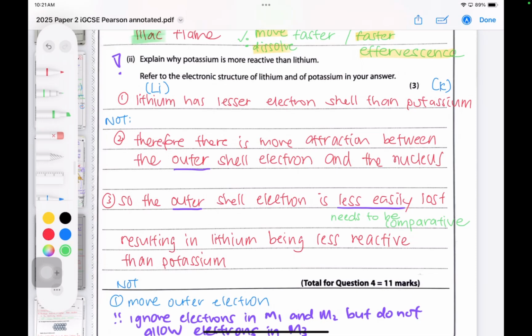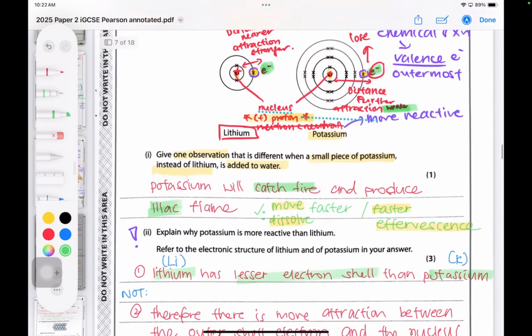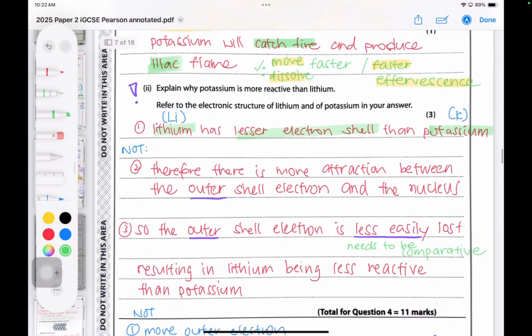So what's happening here is lithium has fewer electron shells than potassium. I'm just basing it on the diagram. Say for example, you have no idea what to write. You can see that lithium only has 2 electron shells, whereas potassium has 4 electron shells, right? So lithium has fewer electron shells than potassium. You are making a comparison here. So this one will get you your first mark.